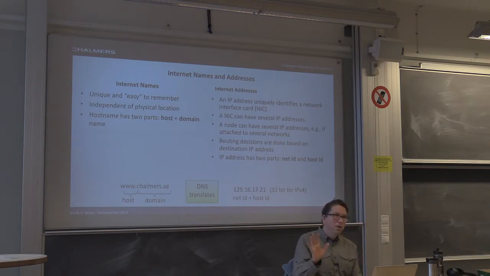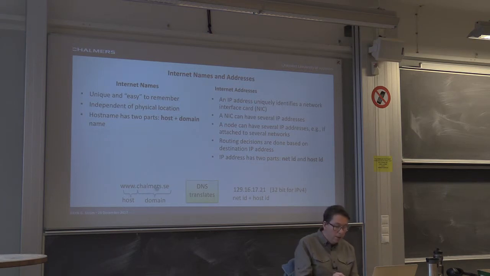Back to technology, it's easier, right? So, internet names and addresses. Internet names, we have already seen these. What are these? These are unique and easy to remember things that identify hosts. They're independent of physical location, and they have two parts, a host name and a domain name. So www.chalmers.se has two parts, the host and the domain.